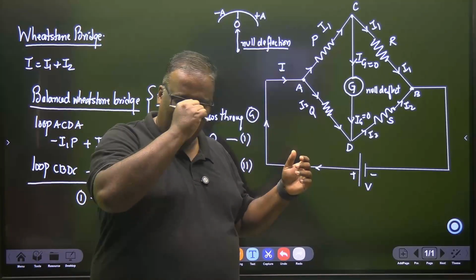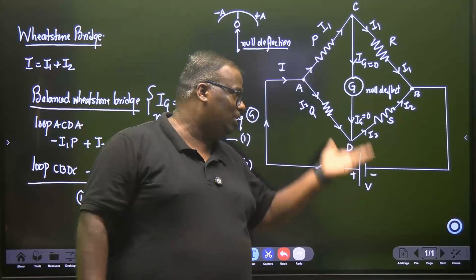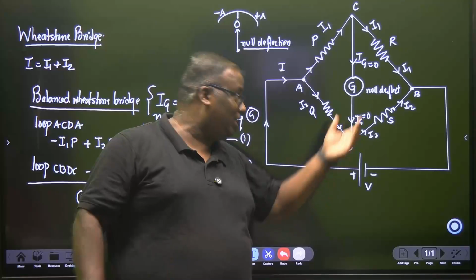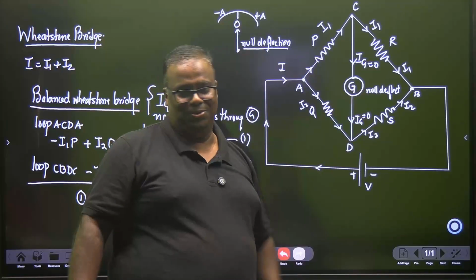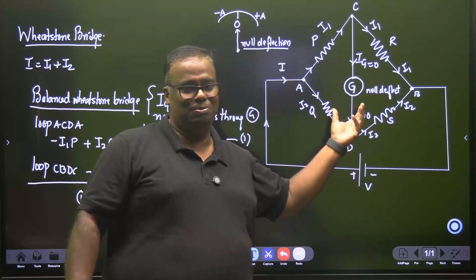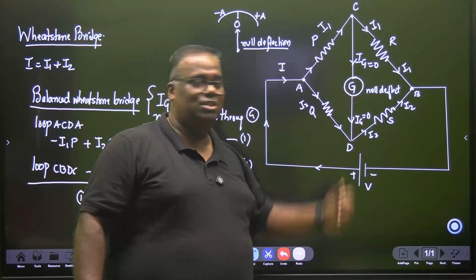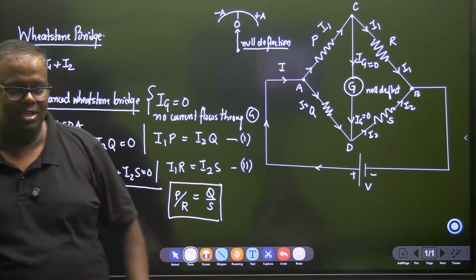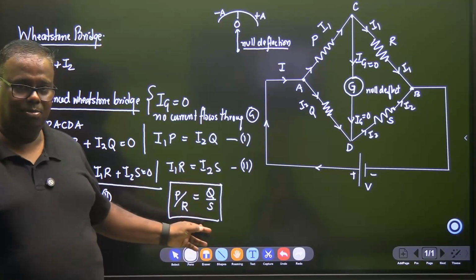That's why I dislike the way it is taught. If you are taught this and you're not taught the meter bridge, you will not understand how you make this zero. Now we will see in real life how you make it zero. Once you have made it zero, you attain something called balance. And at that balance, this condition will be there.